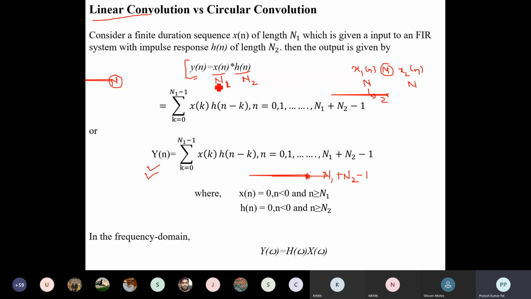But in case of linear convolution, these two sequences can have different numbers of samples, different lengths. If the lengths are different, then we will get an output sequence with a different number of samples. But in circular convolution, the output y of n will have the same number of samples, the same length as the input signal. And both have different formulas.